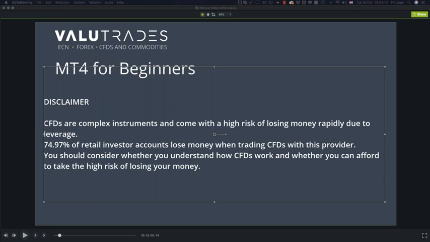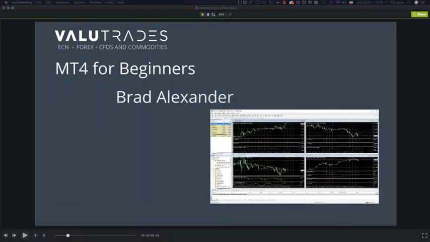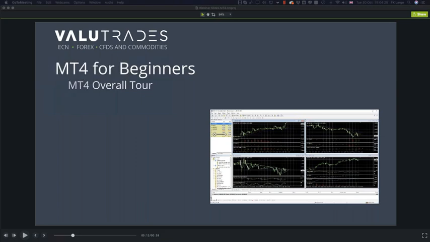So what we want to do today is take a look at the MT4 platform, and we're going to cover a few different things. I'll give you an overall tour of MT4, look at the different areas, and I want to look at a basic setup. Many questions come through asking, how do we change the colors? Why is it looking so complicated? Well, we're going to make it much, much simpler before we get started.